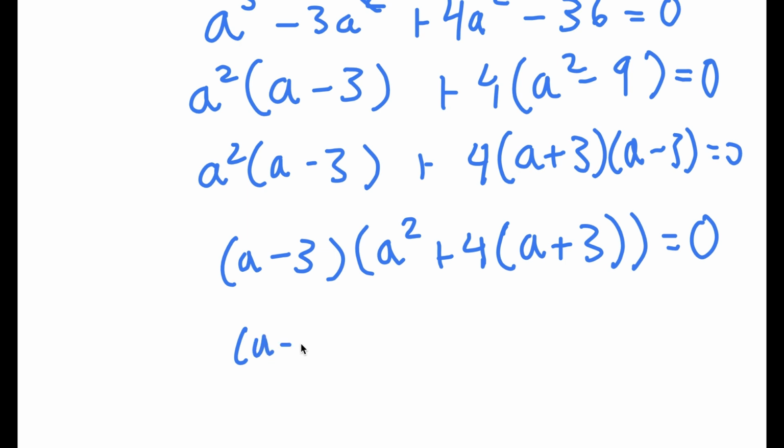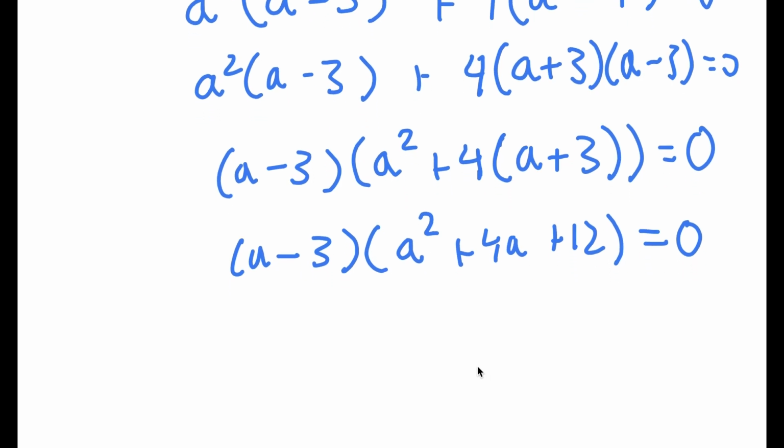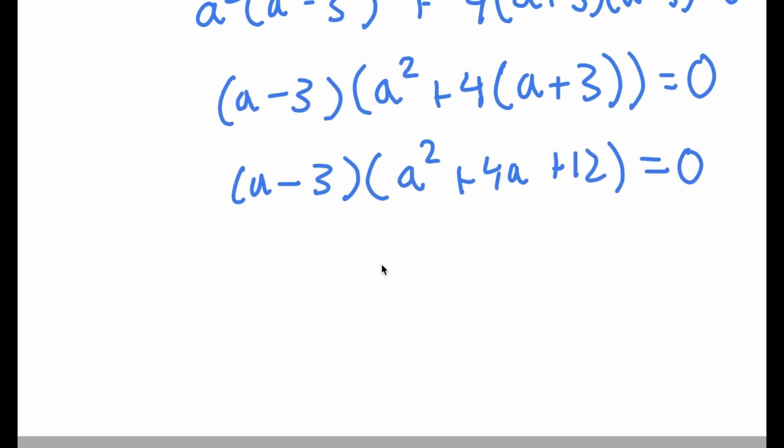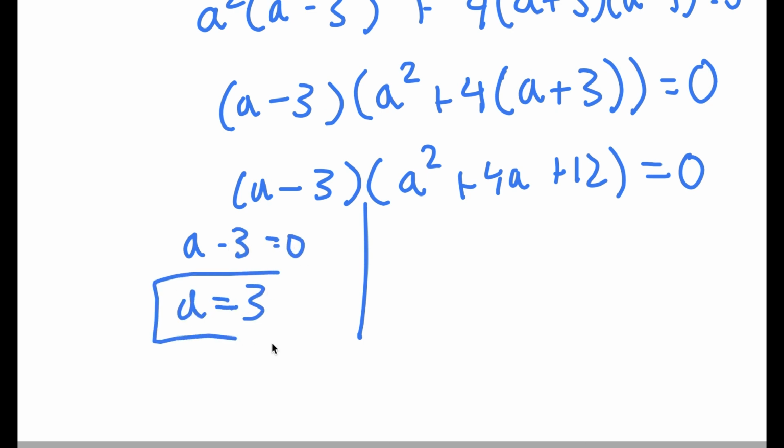And this is the same thing as (a minus 3) times (a squared plus 4a plus 12) is equal to 0. So now this gives me two equations. I have a minus 3 is equal to 0, meaning a is equal to 3. And a squared plus 4a plus 12 is equal to 0.